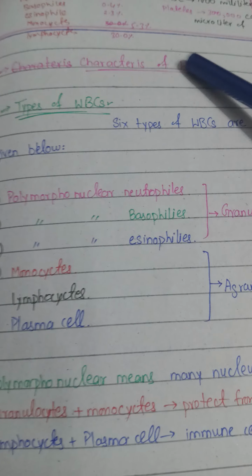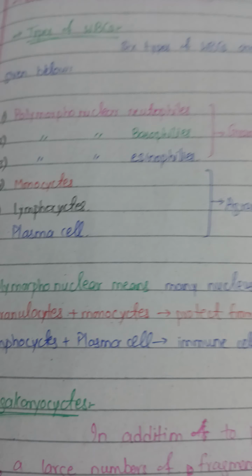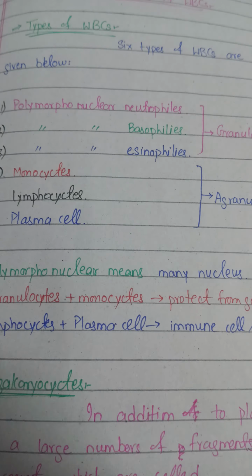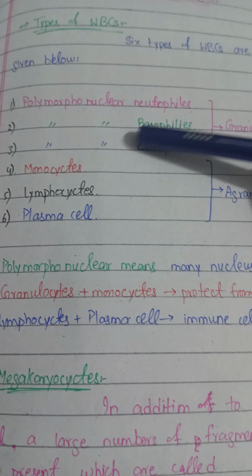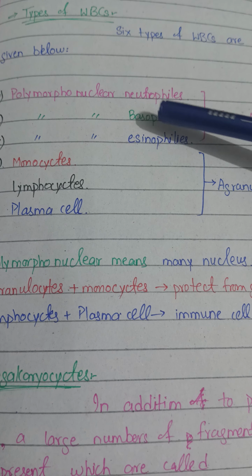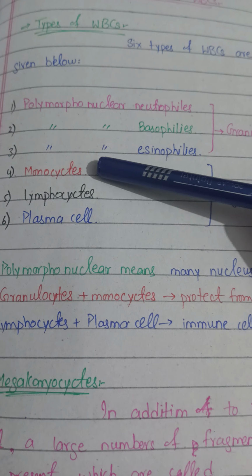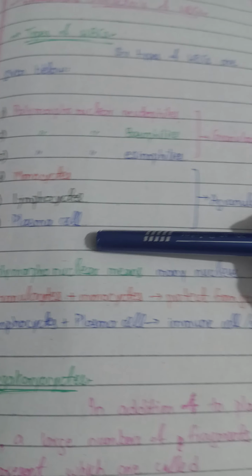Now we discuss the characteristics of white blood cells. We discuss the types of white blood cells. We have here six types of white blood cells. Now we discuss them. First we have polymorphonuclear neutrophils, then polymorphonuclear basophils, polymorphonuclear eosinophils, monocytes, lymphocytes, and plasma cells.